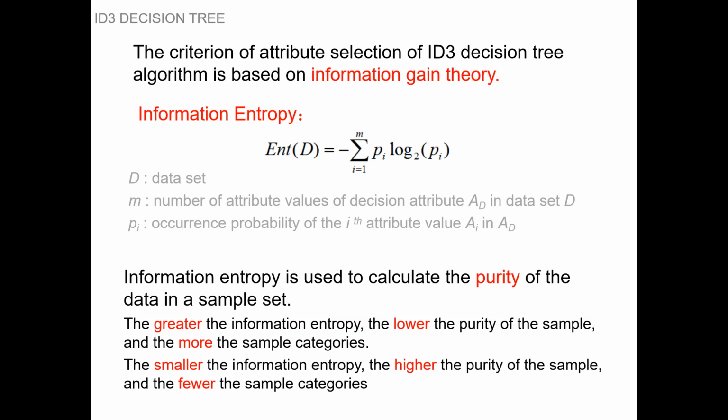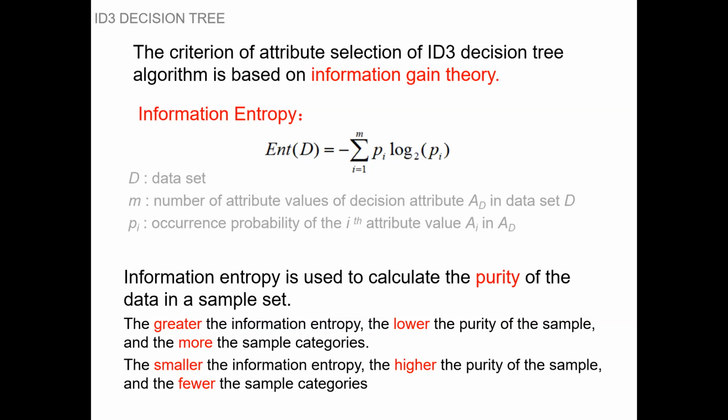After selecting node attributes, the sample data are classified according to different attribute values under the attributes. The core of the algorithm is information entropy, which is defined as the formula. We assume that the dataset is D and M is the number of attribute values of decision attribute AD in the dataset D. And in this topic, AD is the sensitivity level, and Pi is the occurrence probability of the i-th attribute value Ai in the decision attribute AD.